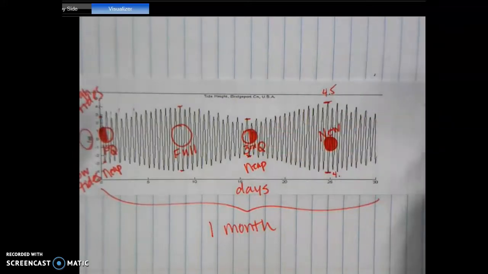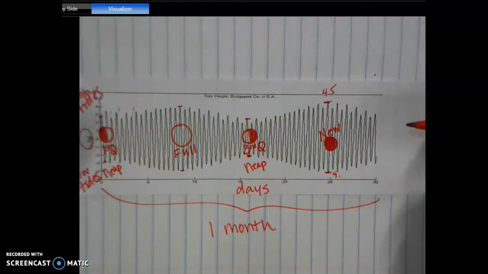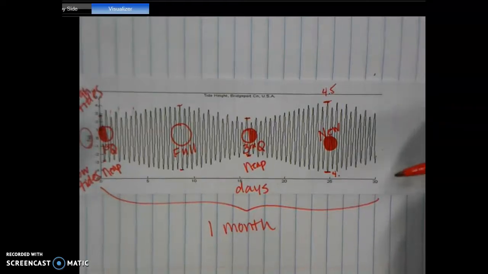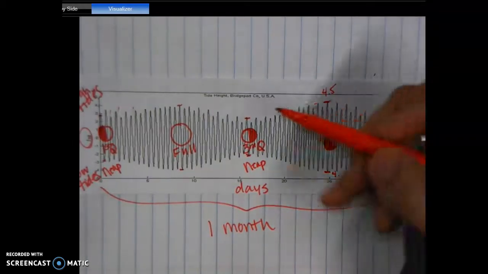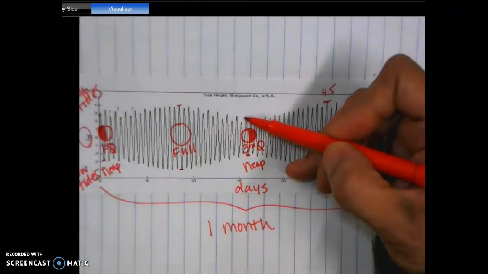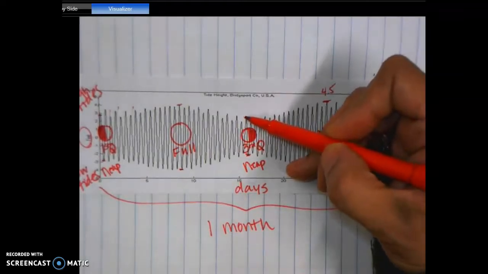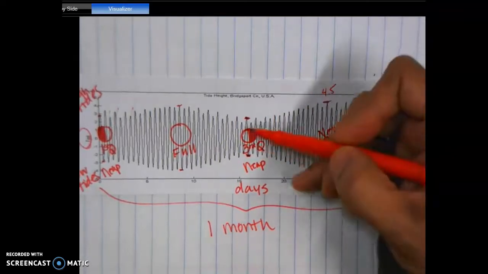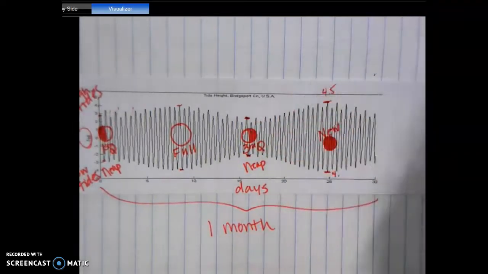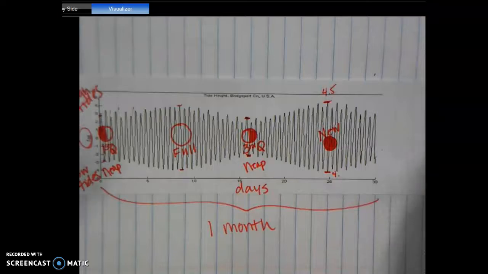You've got your sun, your third quarter working against your sun. You've got your sun pulling in one direction and either your first or your third quarter pulling in another direction, so they kind of counteract each other. Which makes for not very large high tides and larger than normal low tides. So that makes that little pinch right there in the graph.